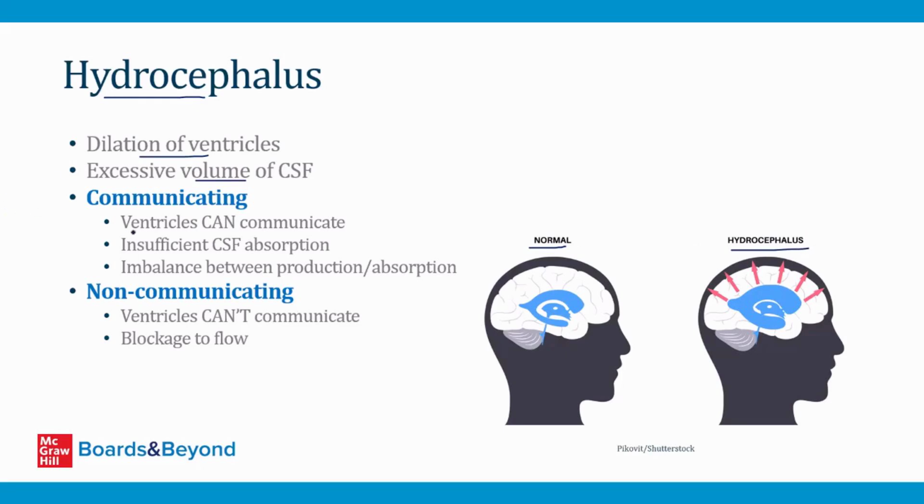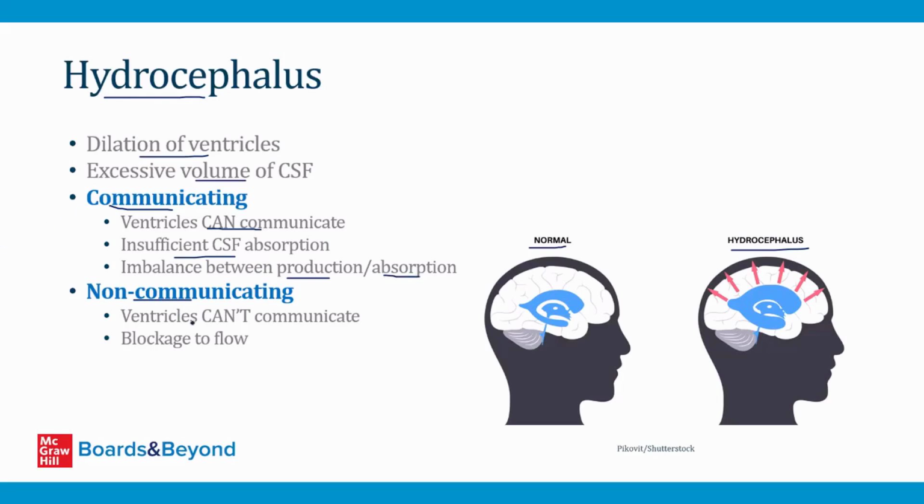We break down hydrocephalus into 2 subtypes, communicating and non-communicating. In communicating hydrocephalus, the ventricles can communicate with one another. The problem is not an obstruction between the different ventricles. The problem is insufficient absorption of CSF by those arachnoid villi. This creates an imbalance where the amount being produced isn't being absorbed properly, and so you get too much CSF, and that starts to dilate the ventricles.